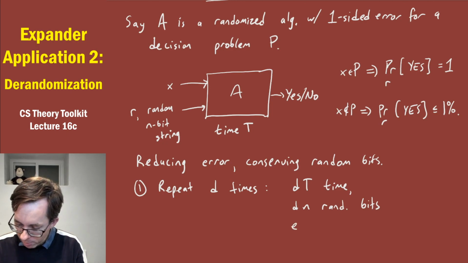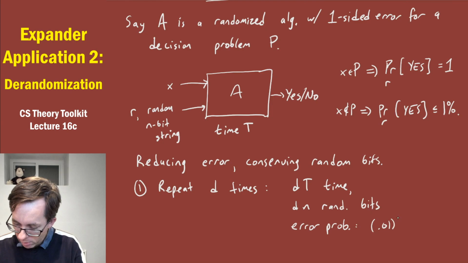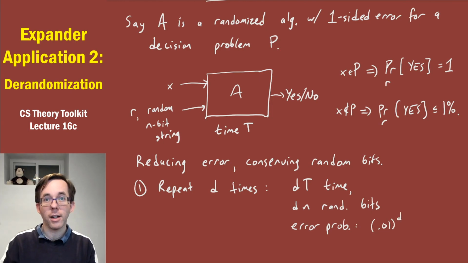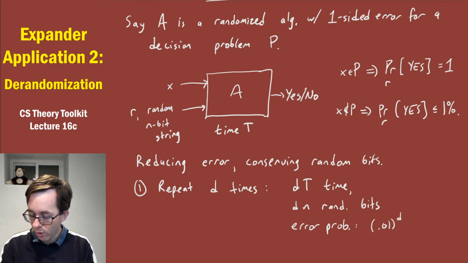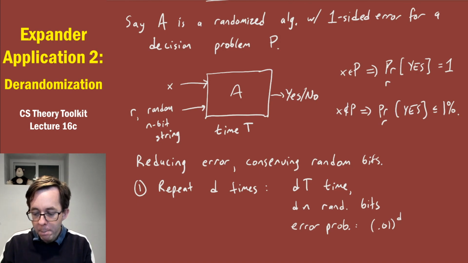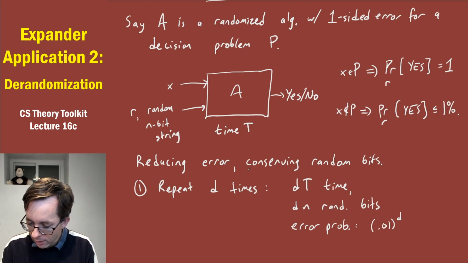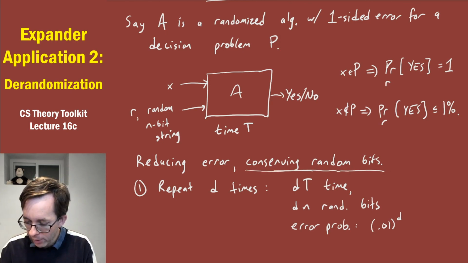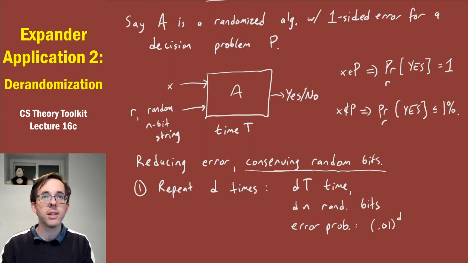And what is the error probability of this repeated algorithm? Well, it's 1% to the power of d. That's the classic standard error amplification, or error reduction. If you pick d to be 100, that's pretty good. You take 100 times more time, and your error probability goes way down. But you have to use 100 times as many random bits. In this little example, I want to really focus heavily on conserving random bits, so I'll consider that quite expensive.